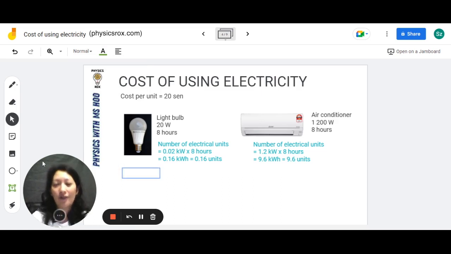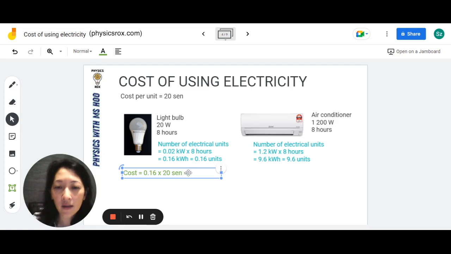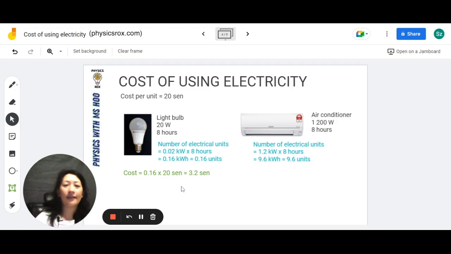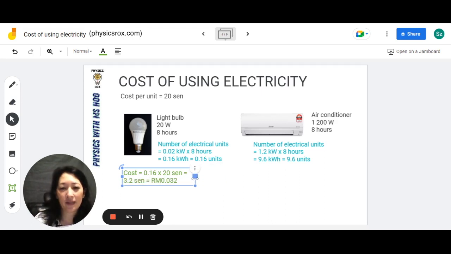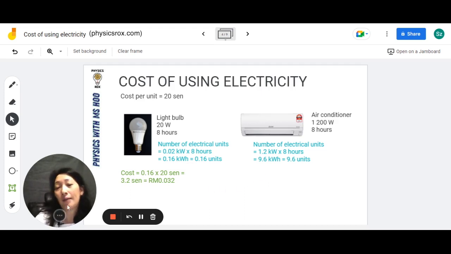So to calculate the cost, the cost of using the light bulb would be 0.16 times 20 cents. And that would give us 3.2 cents. Yes, literally 3.2 cents. If you want to write it in terms of ringgit Malaysia, because we're in Malaysia, that would be 0.032. That's how much it would cost. Okay, so that's the cost of using this light bulb for 8 hours.